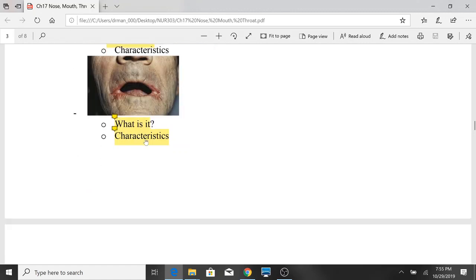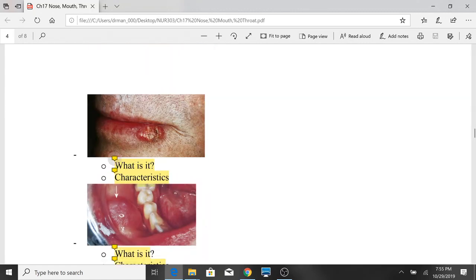Redness, pretty easy. This one's a carcinoma, I do believe. The initial lesion is round and indurated. Then it becomes crusted and ulcerated with an elevated border.